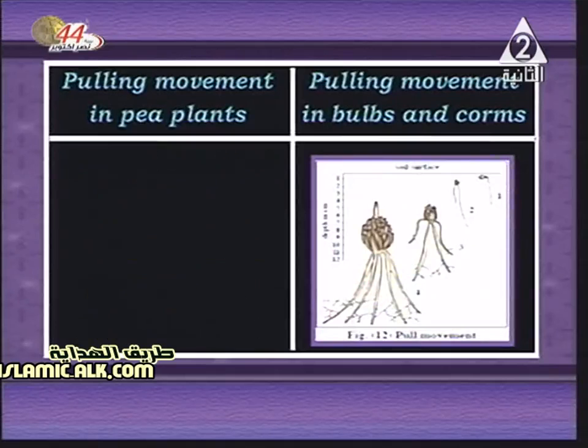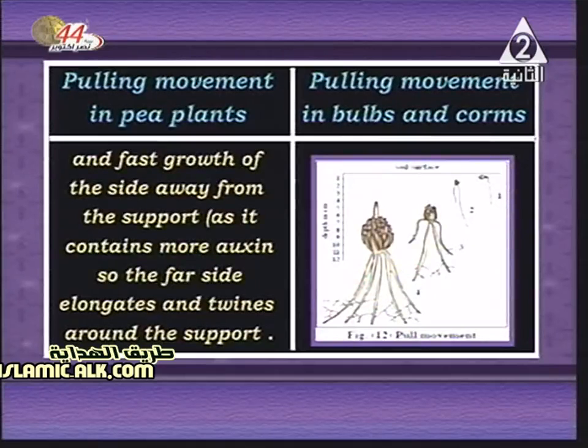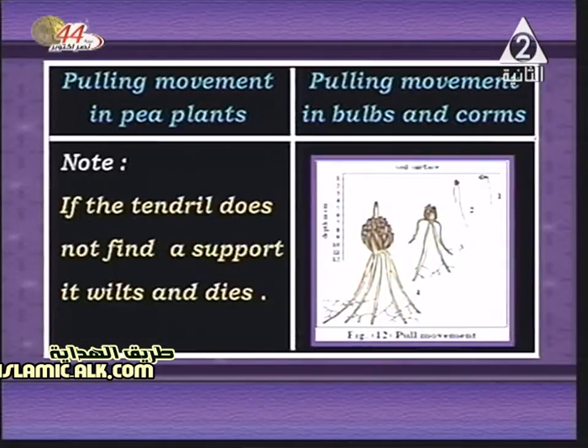On the other side, it contains much more oxygen. So what happens in this case? Fast growth of the side away from the support, the farthest one, causes elongation and twines around the support many times. But remember, if the tendril doesn't find a support, it wilts and dies suddenly. We also have a video here to show the tendril.